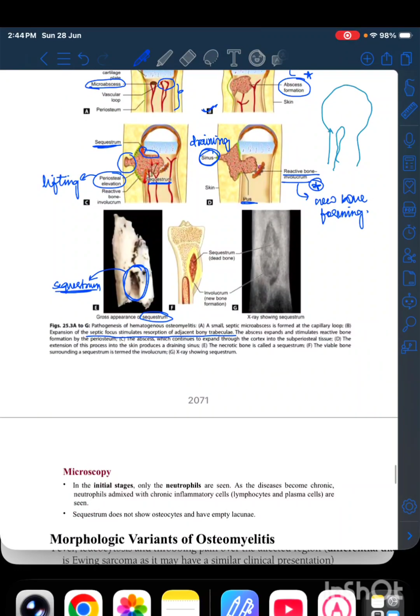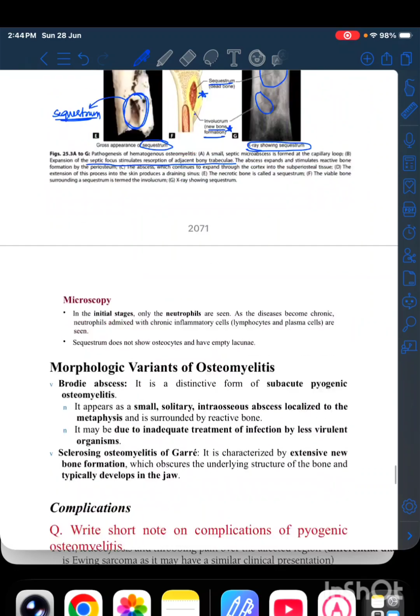Okay. Next we have gross appearance. Then we have sequestrum. This is the dead bone. This is the new bone which is being formed. X-ray showing sequestrum. So we can see this is the sequestrum. This is the involucrum.